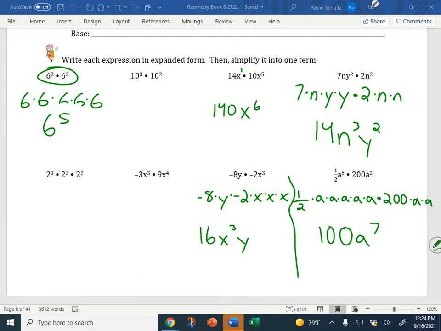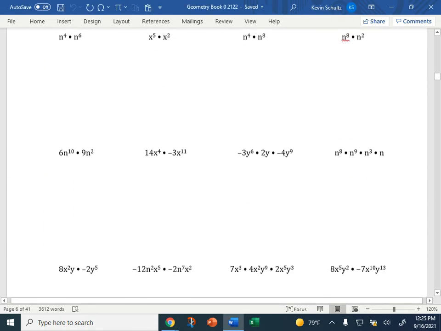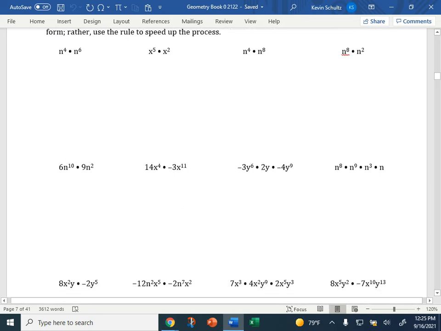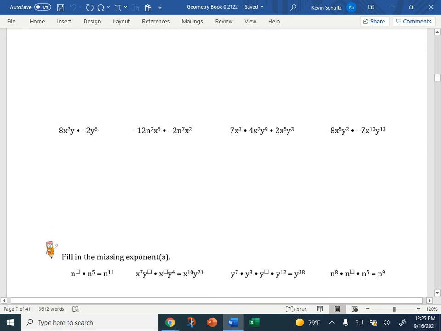So, okay. The second page. More of the same. Joe should be very thankful I'm not having you write it in expanded form for this one, because I think somewhere on the page I've got like 100 or something. Maybe that's on the review page, but we have 5 and 2 and 10 and 13. So yeah.